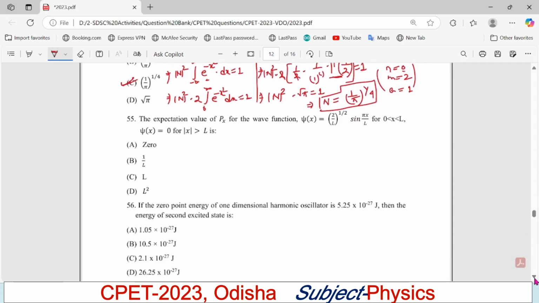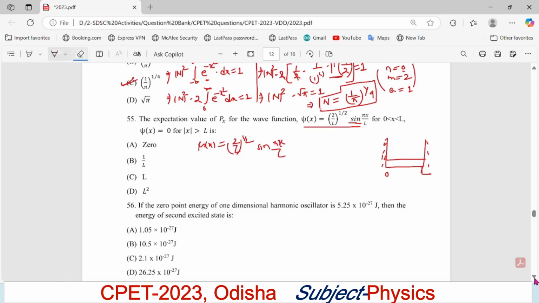Next question, the expectation value of px for wave function is this one, for 0 to L. So this is the wave function. This is the familiar wave function. Familiar wave function means for 1D infinite potential box, this is the wave function. Psi x is equal to root over 2 by L sine pi x by L. That means first energy state. Actually the generalized wave function is your n pi x by L, right?